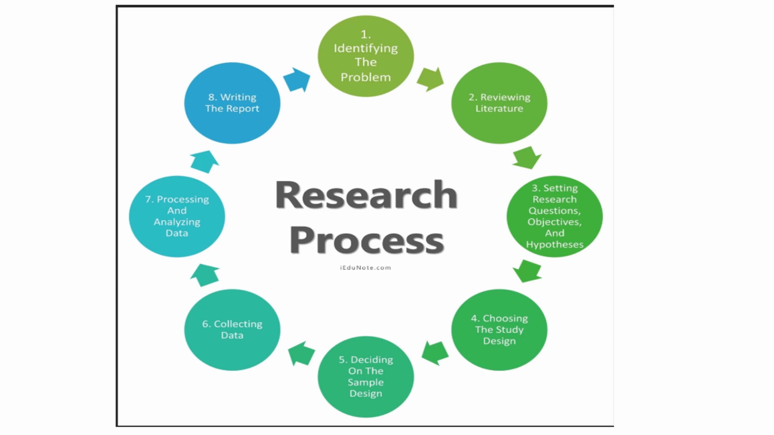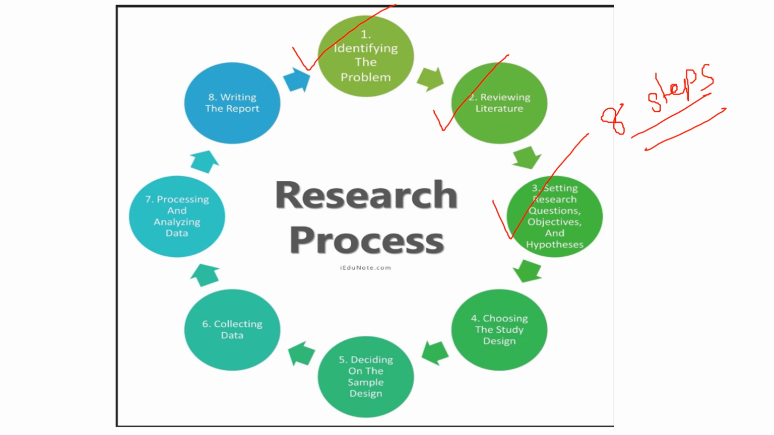So while doing the research, the researcher has to follow the stages or the process, and there are 8 different steps involved in the research, in which the first step is identifying the problem. Whenever the researcher is going to do the research, the first step he has to follow is identifying the problem. Once he identifies the problem, the second is reviewing the literature. He has to see the literature related to his research. Third is setting the research questions, objective and hypothesis. Once the literature is done, the third step is to set the different objectives and hypothesis.